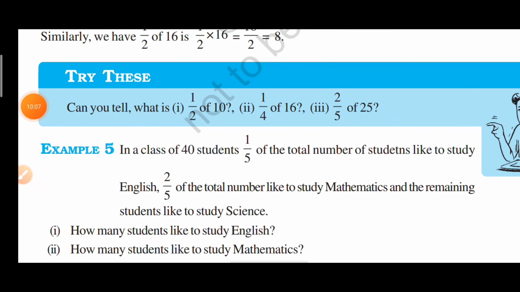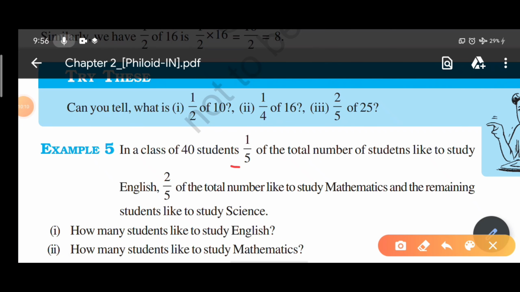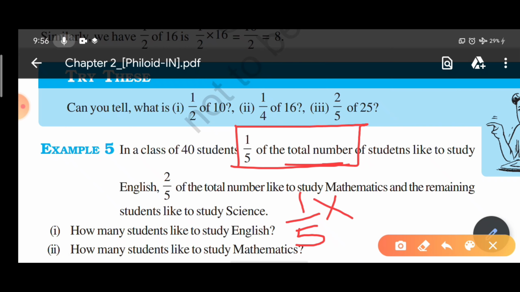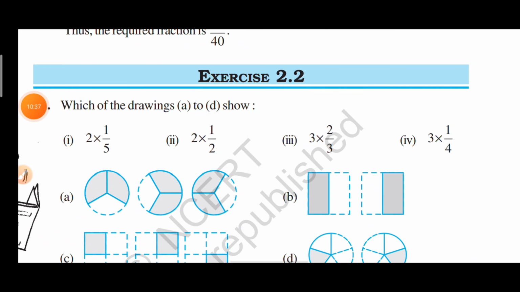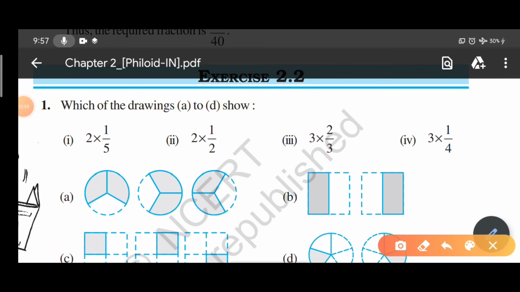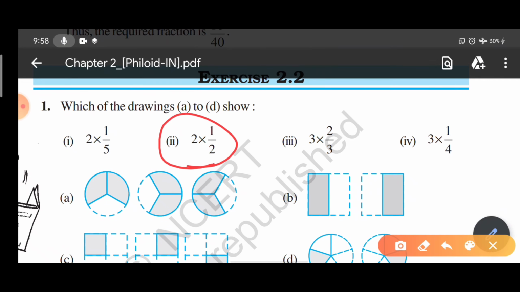Here is one thing more that we should know: whenever it is written in the question 1 by 5 of a particular number, for example here it is a total number, then of means multiply. You have to simply apply 1 by 5 of the total number provided, 40, so that means it is talking about the value 8. You have to keep in mind when it is provided of, how you have to convert it to solve your particular question. So in the exercise questions, some questions are provided, like here it is 2 multiplied by 1 by 2.